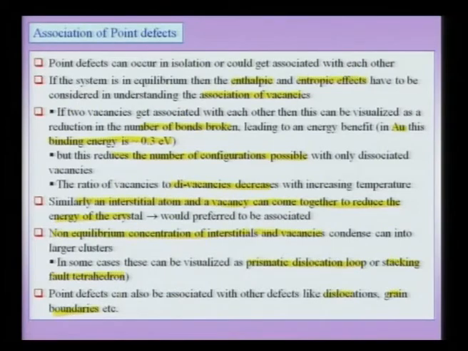So, we start with isolated point defects like vacancies or interstitials, then we worry about their associations, like how vacancies can get associated with other vacancies, or how vacancies can get associated with interstitials, and how this now affects the energy of the system, which I talk about in the language of the binding energy of these two defects, and also worry about how this is going to affect my entropy. And when I am talking about a point defect association, obviously the effect on entropy is going to be profound.